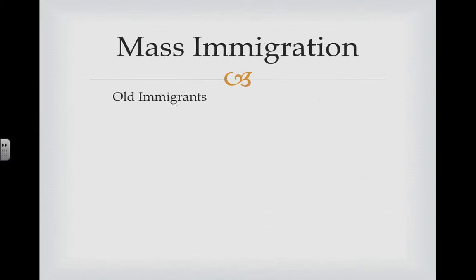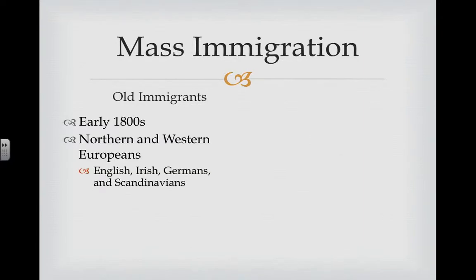Mass immigration. It's important to understand that there is a certain type of Americans. America was founded by, or the United States sort of originates as an English colony. So most Americans in early U.S. history are English. And in the 1800s, we have what's called old immigrants, meaning the first wave of immigration. And these people are typically from Northern and Western Europe. So they're Northern and Western Europeans.